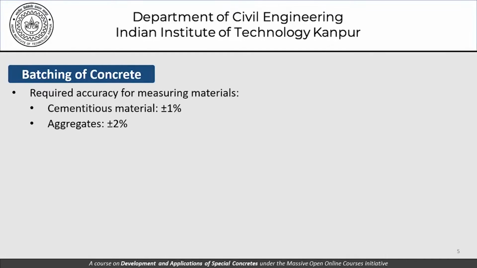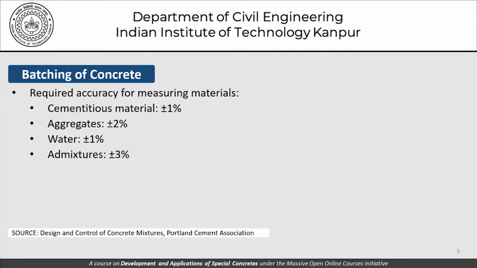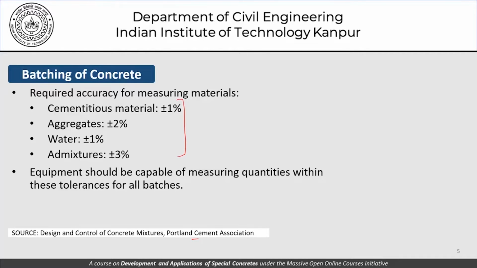Continuing with our discussion of batching, some of the benchmarks which are available to us are the required accuracy for measuring materials, which could be 1% for cementitious materials, 2% for aggregates, 1% for water, and maybe 3% for admixtures. These numbers will obviously be different for different specifications, and this is the source that we are using here. So I will encourage you to take up some other source of information and find out what is the permitted range of variation as far as the batching of cementitious materials, aggregates, water or admixtures is concerned. Equipment should be capable of measuring quantities within these tolerances for all the batches.